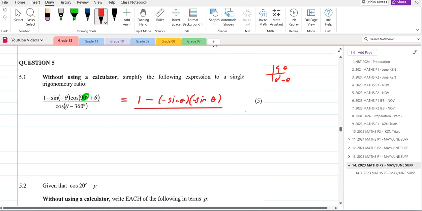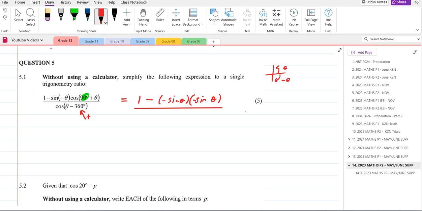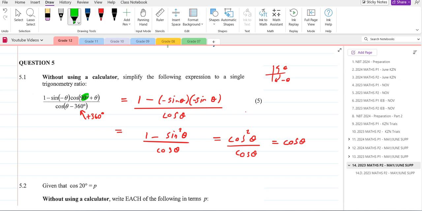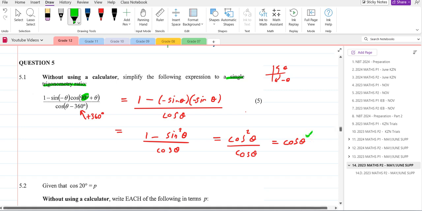Now cos of theta minus 360 degrees, we're just going to add a revolution. We add 360, because when the angle is negative, we get cos theta. So what we have is 1 minus, we got 3 negatives, so sine squared theta divided by cos theta. 1 minus sine squared theta is cos squared theta, from your identity, divided by cos theta. The cos and the cos cancel out, and we have cos theta. So we simplified this to a single trigonometric ratio. So that answer is correct.